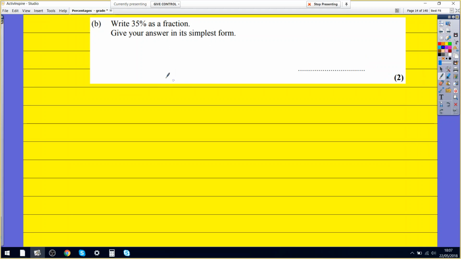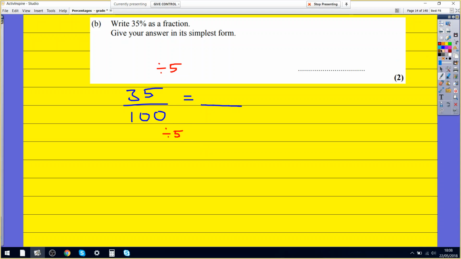How about this one? 35% as a fraction. The first bit, would that be 35 over 100? Yeah. And then it would go down to... You don't use decimals, do you? So it couldn't be 17 point... So that would have a decimal. What number would divide evenly into 35 and 100? 5. Yeah. And so what's 35 divided by 5? 5. Wait, no, not 5.